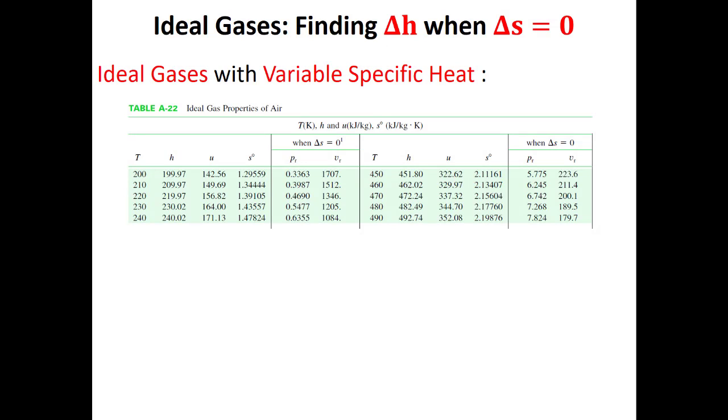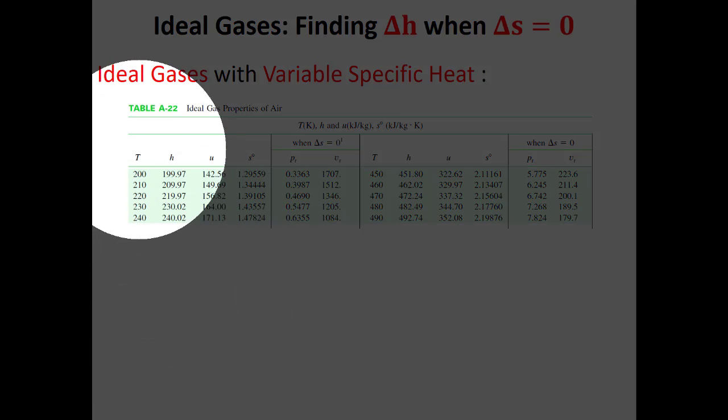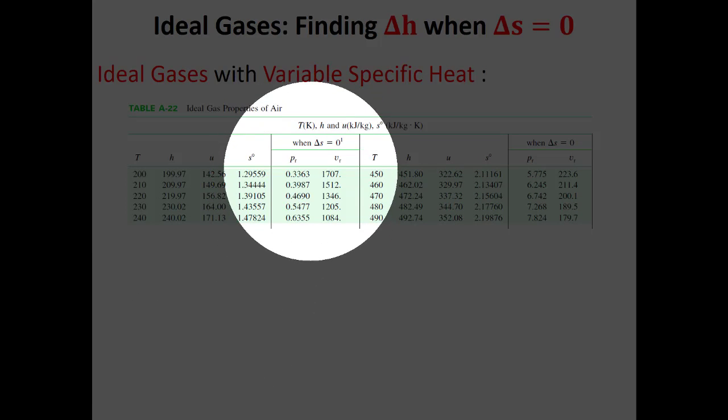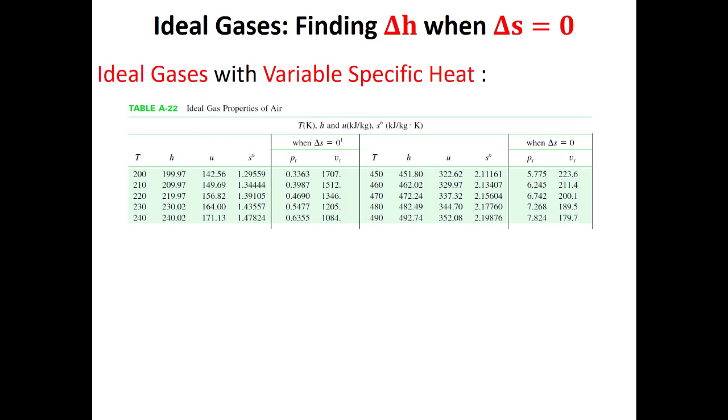So if I want to find delta H for ideal gases with variable specific heats, we talked about this a little bit before, but I would use table A22. Table A22 looks like this. It's kind of split in half. The tables only go up to VR here. When we talk about delta S being equal to 0, we'll talk about PR and VR, so we don't really have to worry about what these are until after this exam.